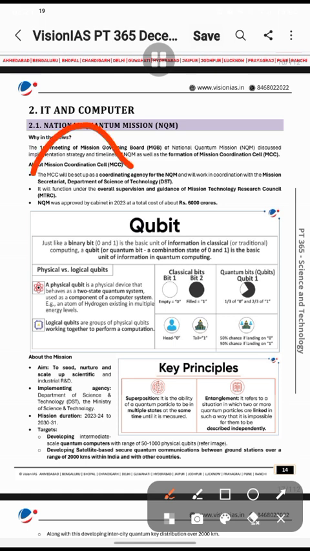The overall supervision and guidance of the mission on technology research was given, with a budget of 6,000 crore. The qubit is just like a binary bit, 0 and 1. It is the basic unit of information in quantum computing. A physical qubit is the physical device that is a two-state quantum system, one component of the computer system, such as hydrogen.